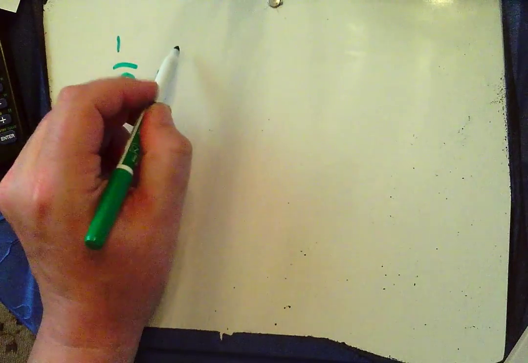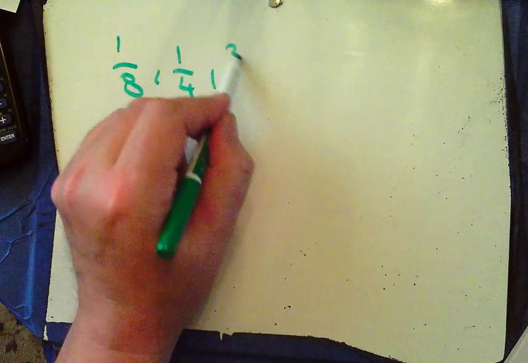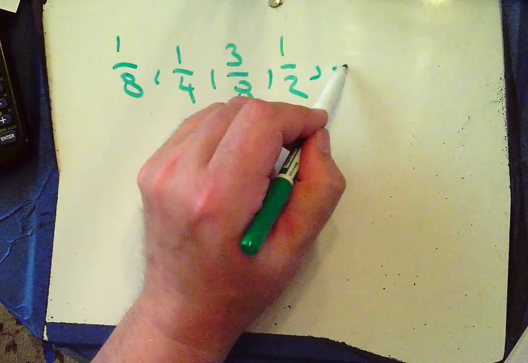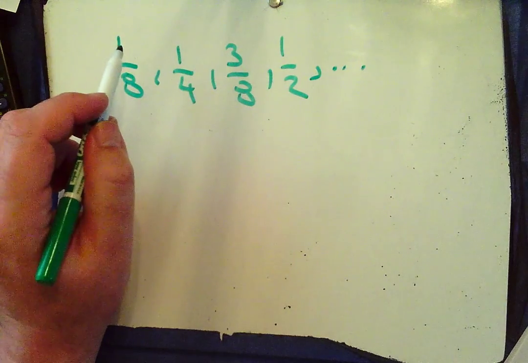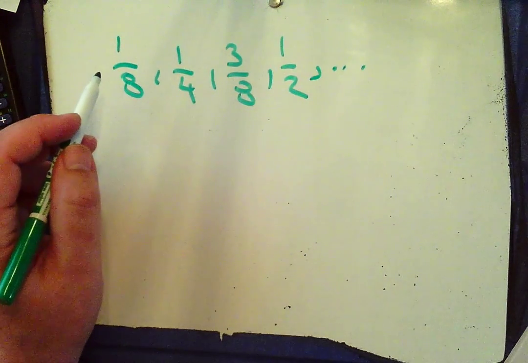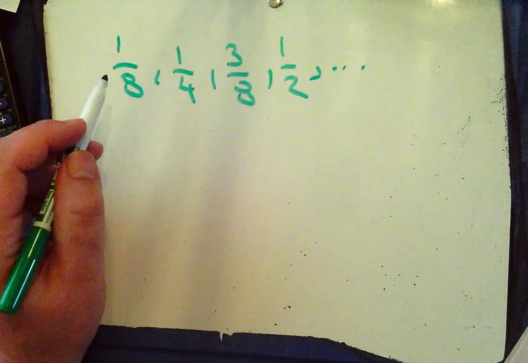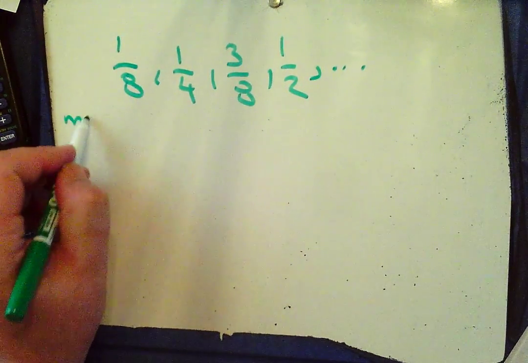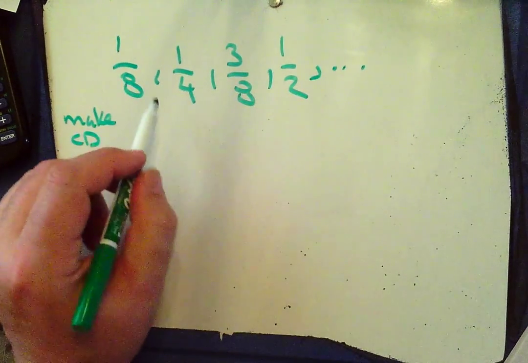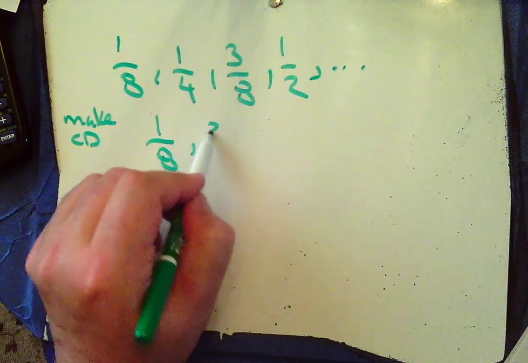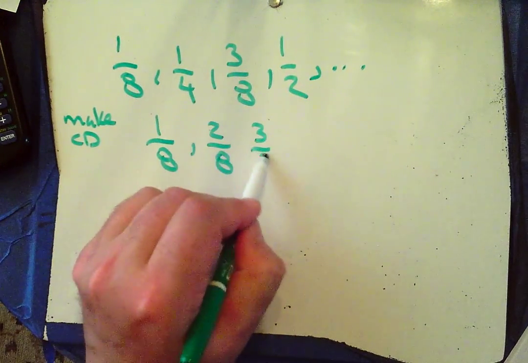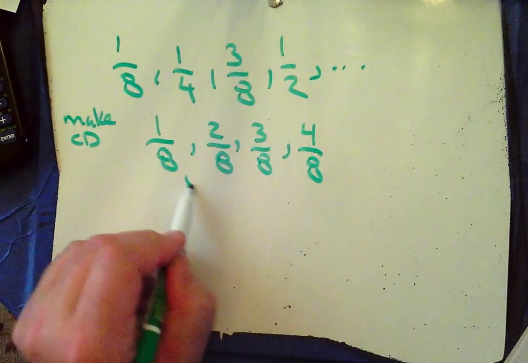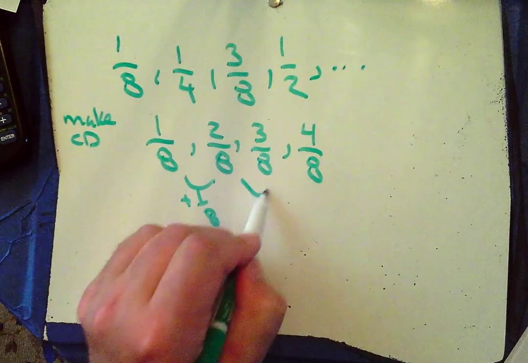So let's see if we can find a rule here. 1/8, 1/4, 3/8, 1/2. Can we come up with a rule for this sequence? Well, is it arithmetic? Does it go up or down by the same amount each time? If I make these all have a common denominator, maybe I'll see something. 2/8, 3/8, 4/8. Oh yes, it looks like we're going up by 1/8 each time.